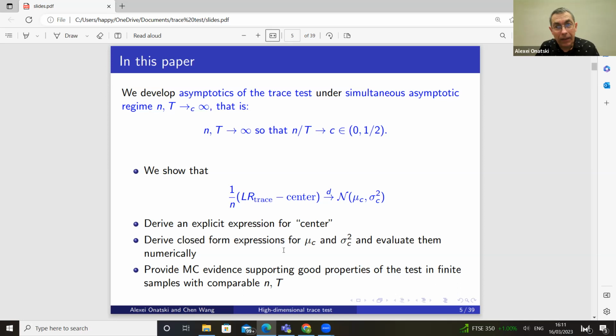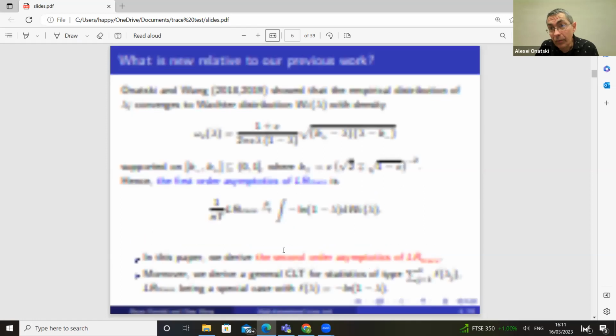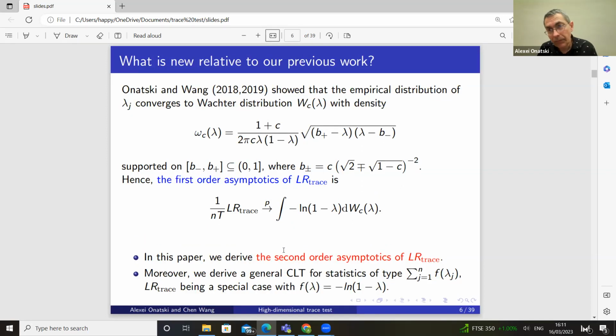Now let me tell you what is new relative to my own previous work with Chen Wang, because we were working on this topic for quite some time, and we wrote a couple of papers where we showed that if you consider the empirical distribution of these lambdas, it will converge to the so-called Wachter distribution, which in principle can be indexed by this c. Remember, c is the ratio of n over t. Here is the density of this Wachter distribution.